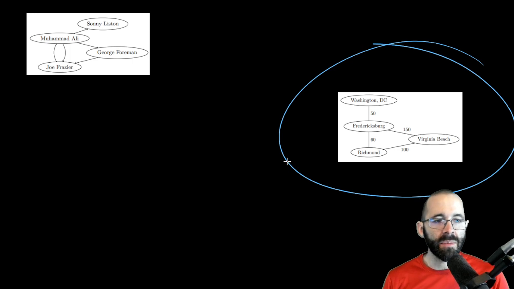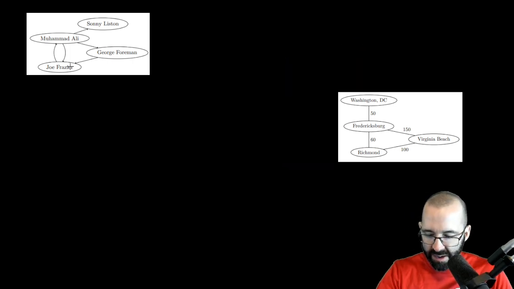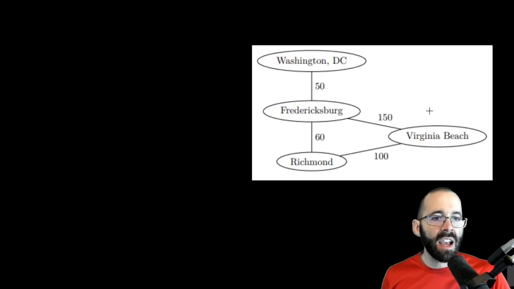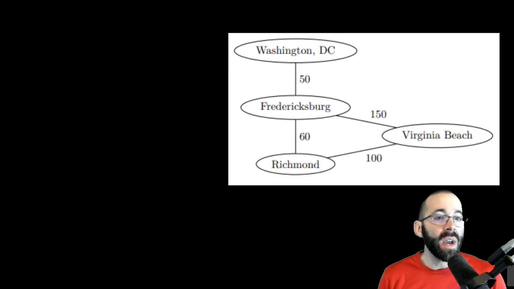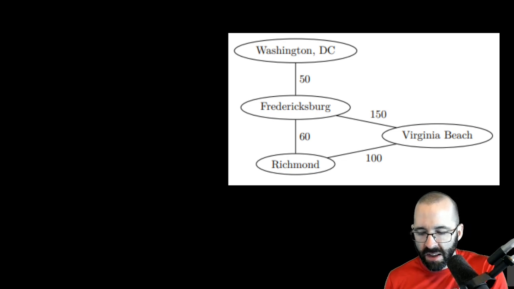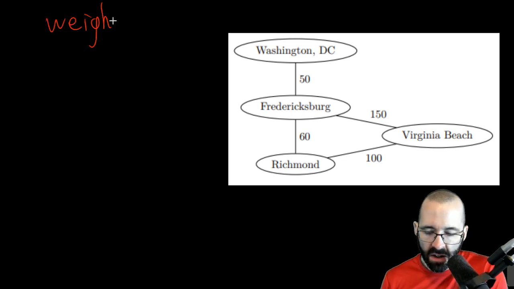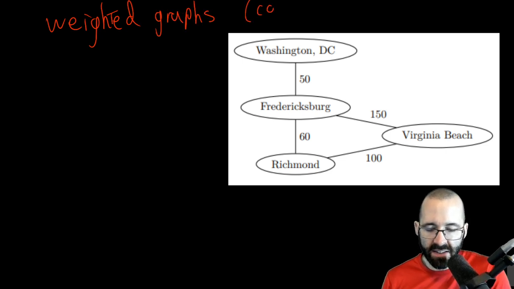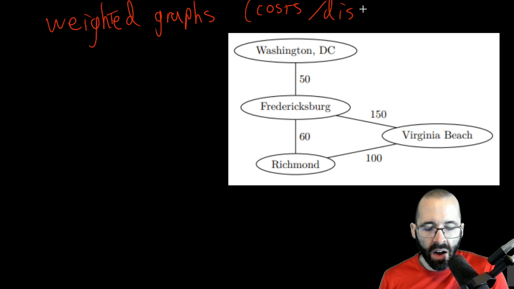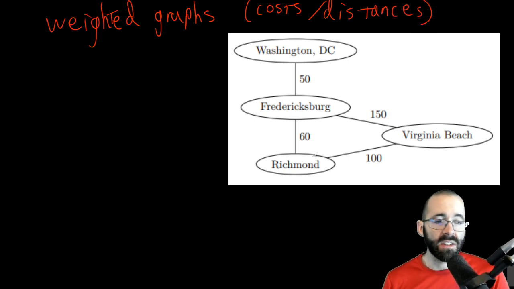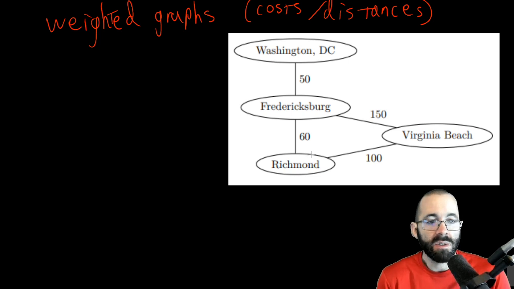Over here, we have something called a weighted graph. Okay, there are weights or costs. I don't really love the word weights here, but a lot of times when we think about weighted graphs, there's going to be costs or distances on those edges. And these can be digraphs or they can be undirected graphs. So here we have an undirected weighted graph. And you can think of this as the distance between these two cities.